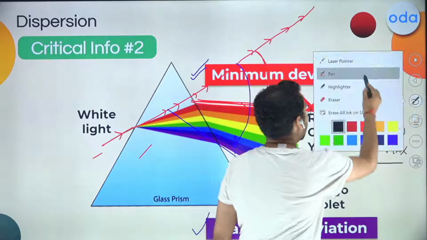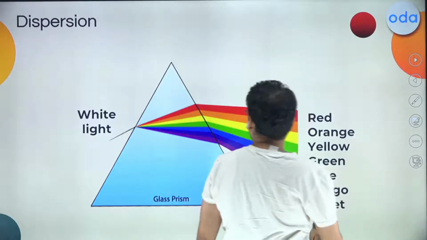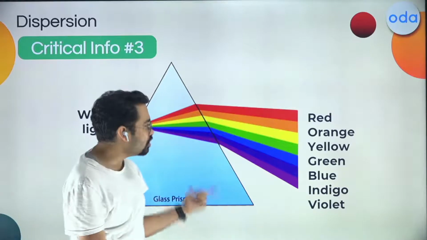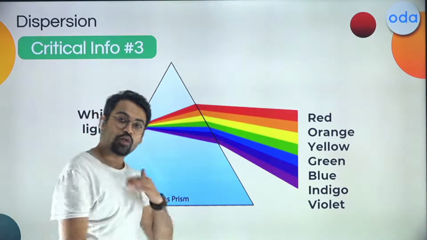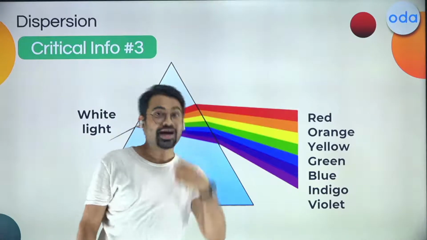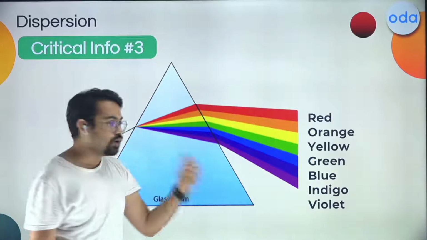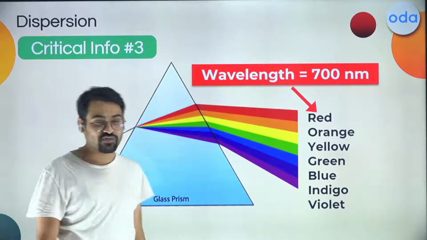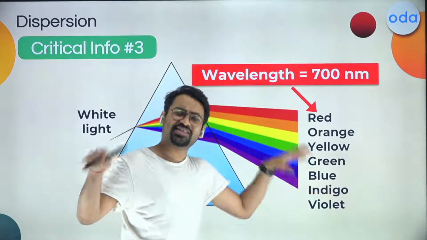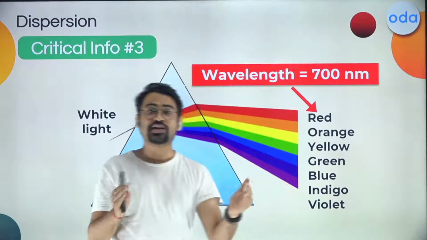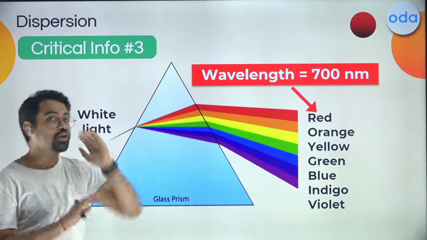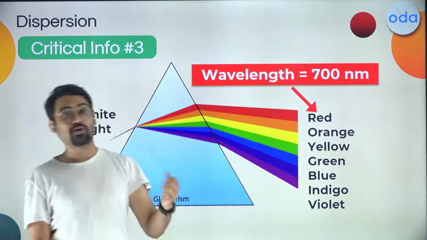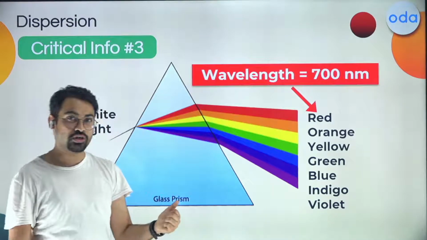Let's move on and let's try to talk about critical information number three. What is this third information that we're having? Now we're moving on a little. We're going to try and learn a little more. We're moving on from deviation. And now we are saying something called wavelength. Now we don't need to understand what is wavelength because we are trying to understand dispersion, not wavelength. But if somebody asks us what about wavelengths in dispersion?